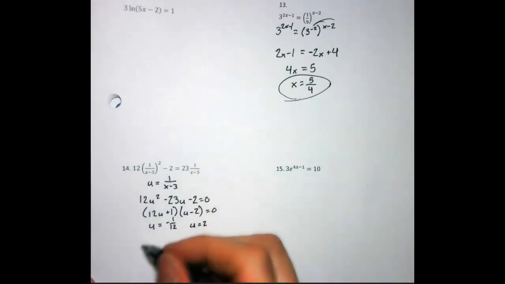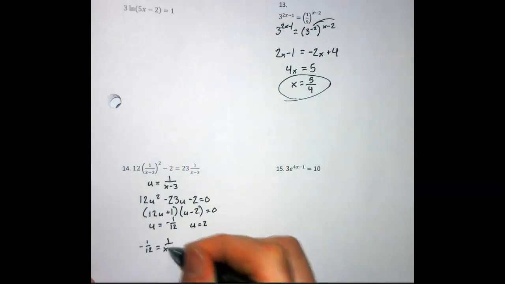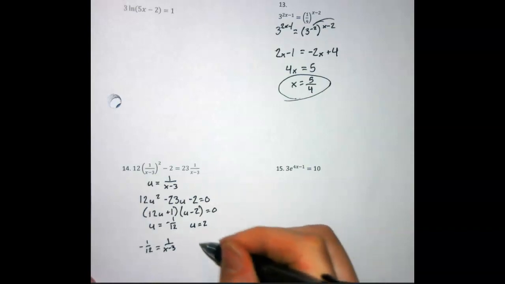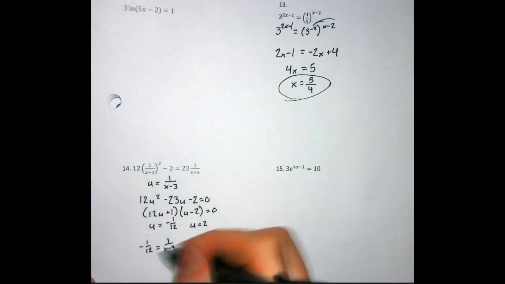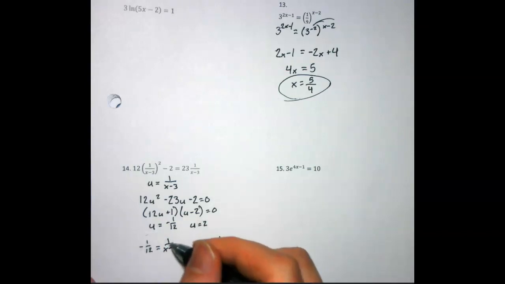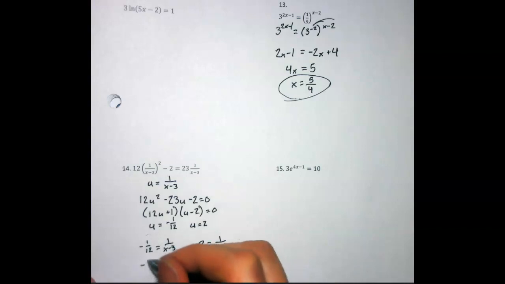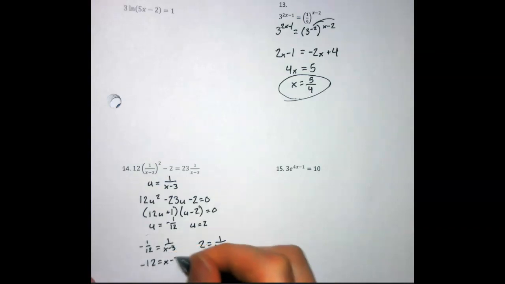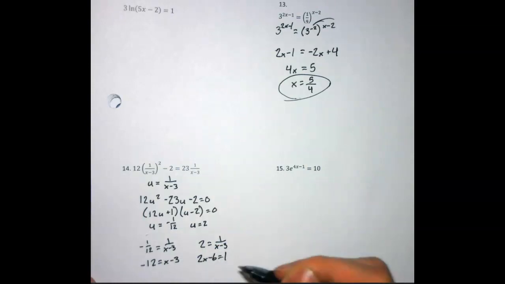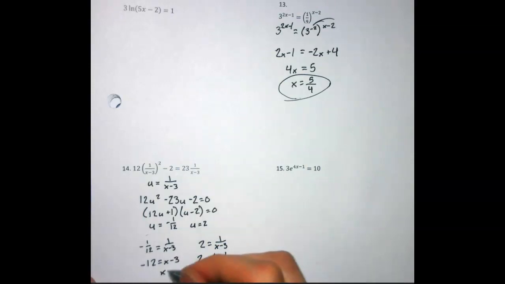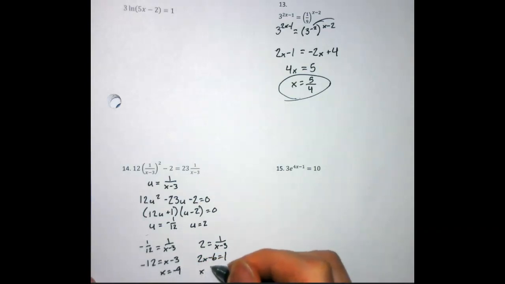Now we need to set these back in. So we'll have that negative 1/12 equals 1 over x minus 3. The 2 equals 1 over x minus 3. We'll take our cross multiplication. Negative 12 equals x minus 3. 2x minus 6 equals 1. So x can equal negative 9, or x can equal 7/2.